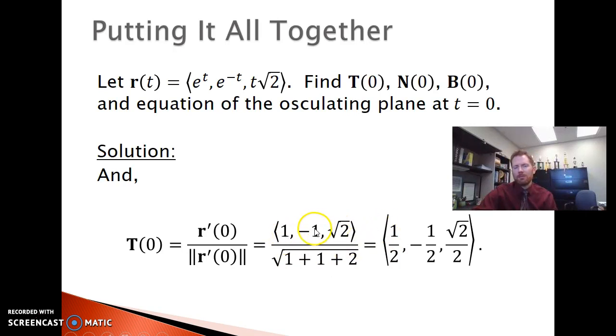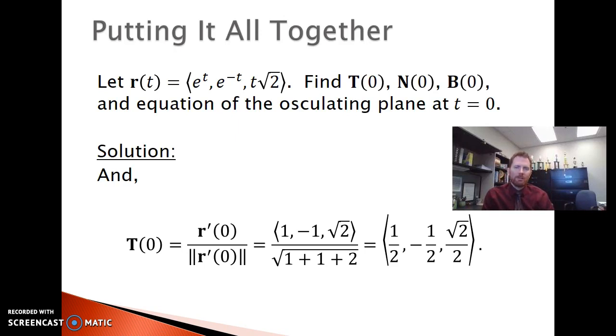So notice that I've gone from using a vector in the numerator divided by a constant to writing it just as a single vector. This would mean that we have divided each component by this constant of 2. So we have 1 divided by 2, negative 1 divided by 2, and square root of 2 divided by 2 to produce this vector. Alternatively, you could put a 1/2 out front of the vector, and inside the vector have the expression (1, -1, square root of 2). So that's T(0), which is pretty straightforward, not too difficult.